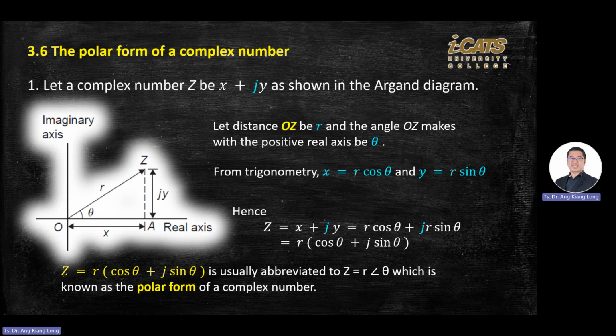If the question asks you to answer in polar form, it means you need to split your magnitude into theta form, or sine theta or cos theta form. So z equal to x plus jy, this is in Cartesian form. But if the question asks you to transform your complex number into polar form, you need to draw the Argand diagram. From the Argand diagram, transform into the magnitude.